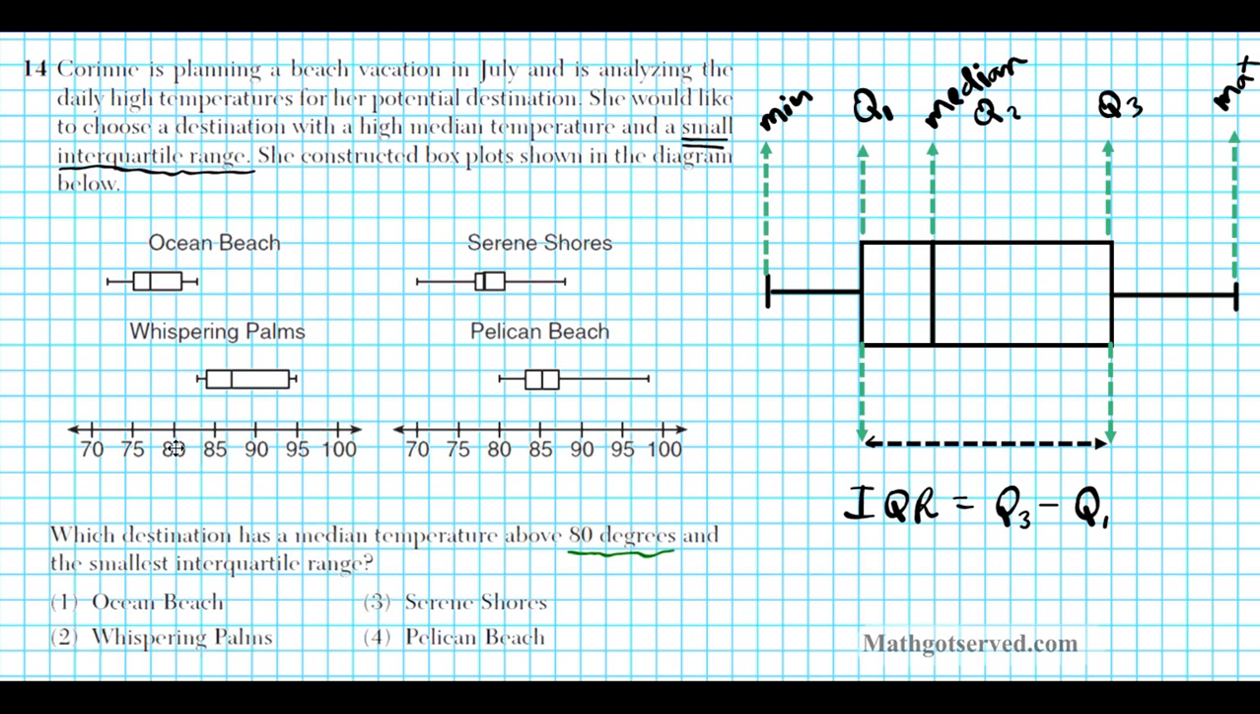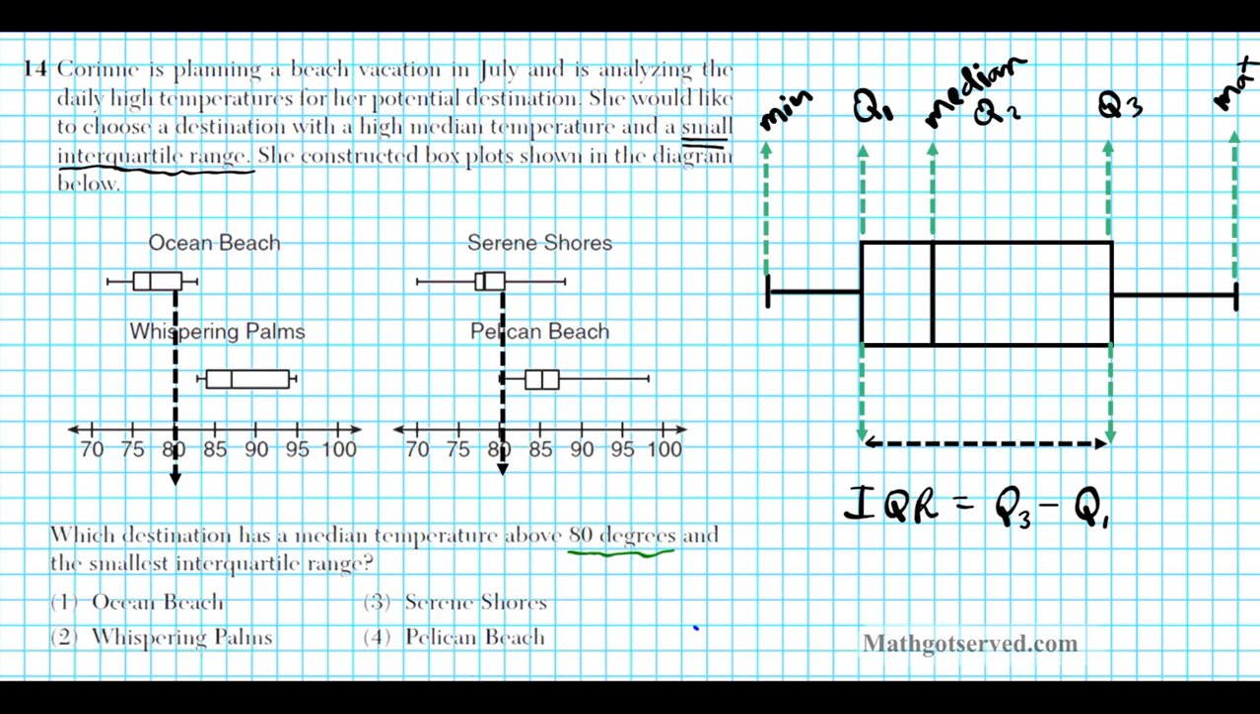So 80 degrees, let's draw that on our graph so we can see exactly what's happening. This is the 80-degree temperature right here, and then the 80-degree temperature right here. So we can see that for Ocean Beach and Serene Shores, the median is less than 80 degrees. Let me show you where the median is located.